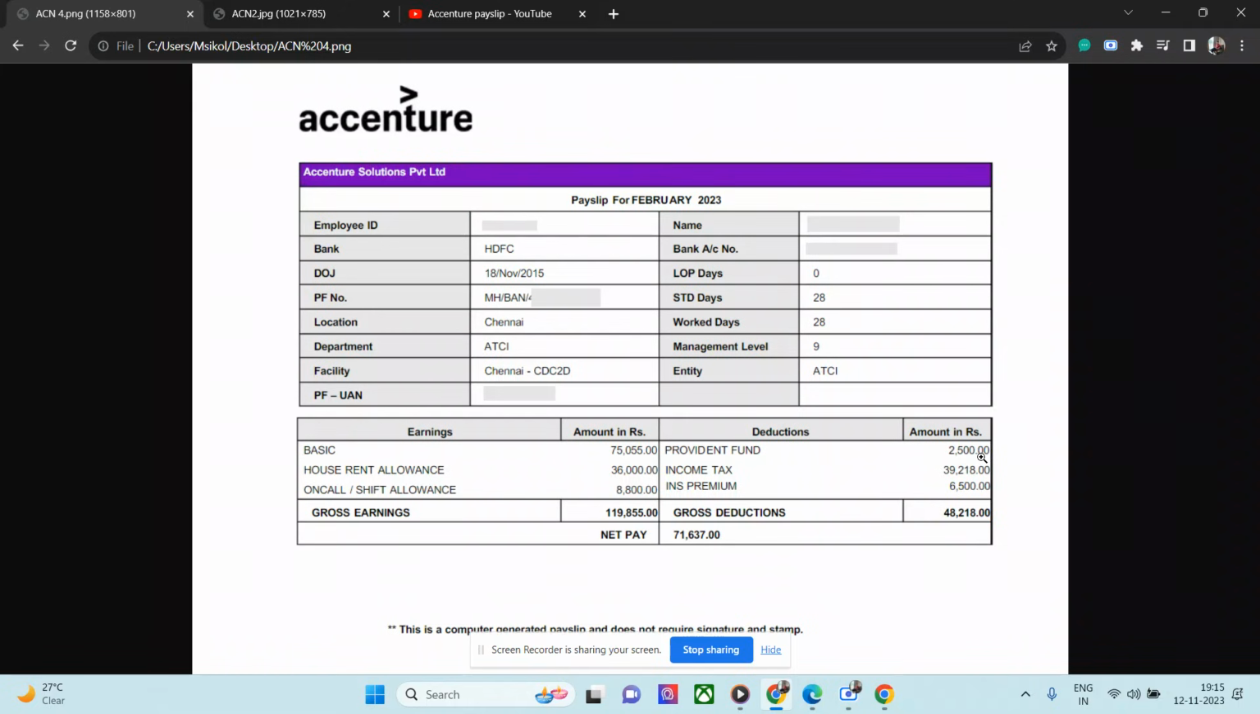So today I'll be considering an Accenture payslip for February 2023, just 6 months back. And the career level, you can see the management level. This is called career level in Accenture, and it is 9, which means a technical lead or team lead. This is a level where people get a little bit of a managerial role, so the TL role. And this guy is from Chennai. His joining is 2015, so slightly old.